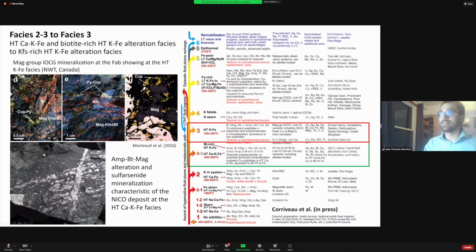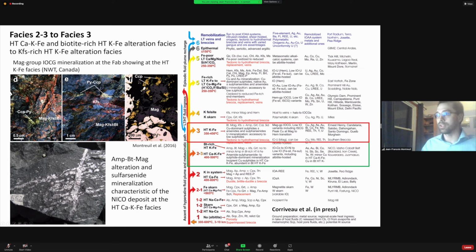Whereas this calcium potassium iron facies is more associated with cobalt rich mineralization. Cobalt will be associated with other metals, but it's going to be one of the prevailing metals inside the mineralization from these facies. This also contrasts the color, the visual difference between the two types of alteration and mineralization.